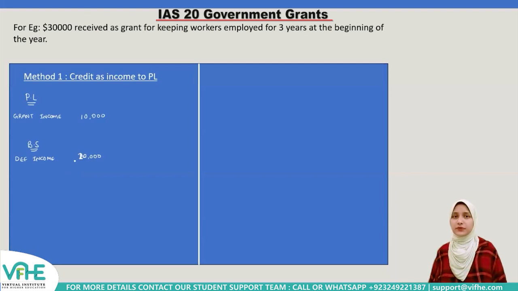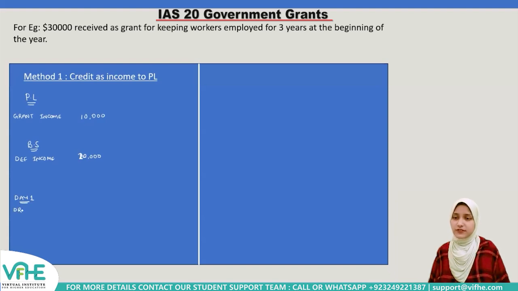Now understand one more thing, that on day one, it's not even going to sit as a grant income in P&L, because on day one, you're not deserving anything. You've not even kept them employed for a day. Okay. When can you record in the P&L the entire 10,000? When the entire 1 year has passed. So if you want, we can see how a day one journal entry would look like.